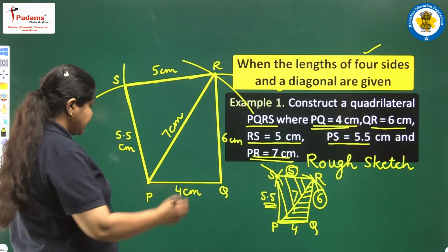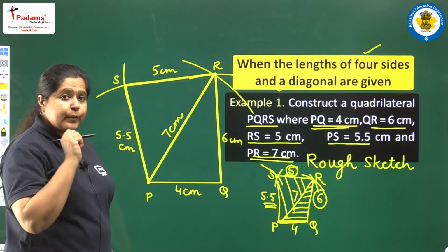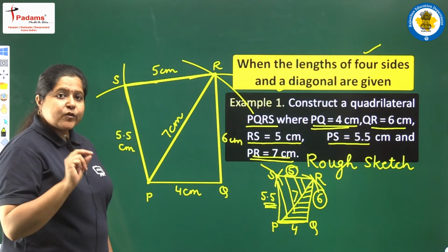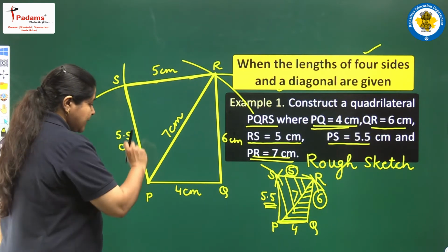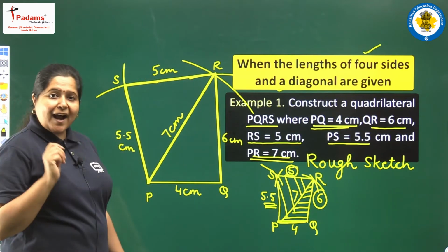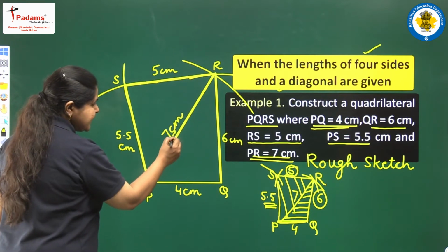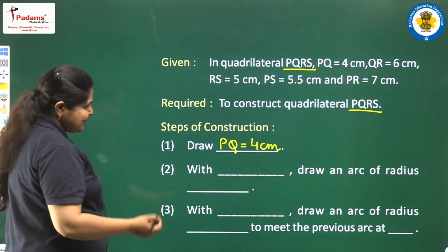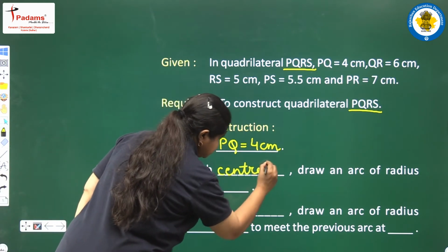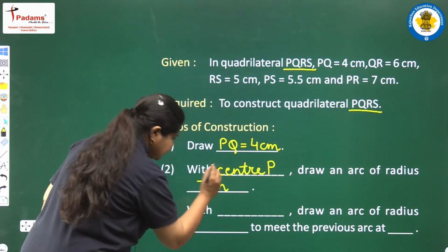Then what next? With P as center, meaning the point where we kept the pointed end of the compass. That point is called the center, because with this center we are drawing a part of a circle which is called an arc. So with P as center and radius 7 centimeter, draw an arc. So with center P, draw an arc of radius 7 centimeter.